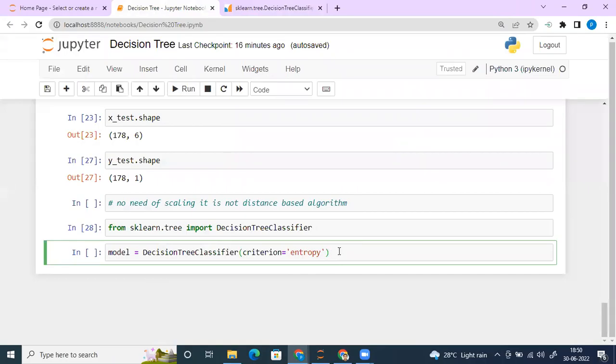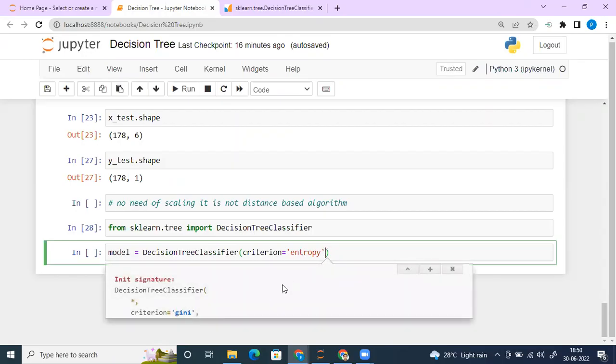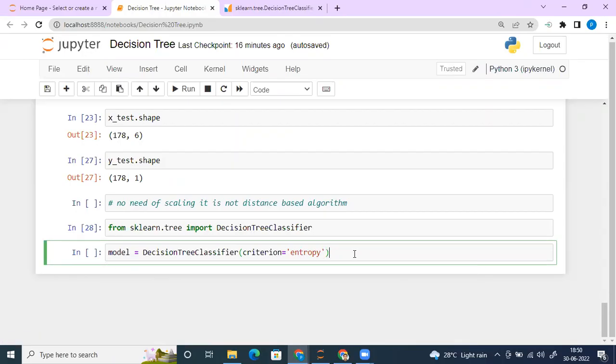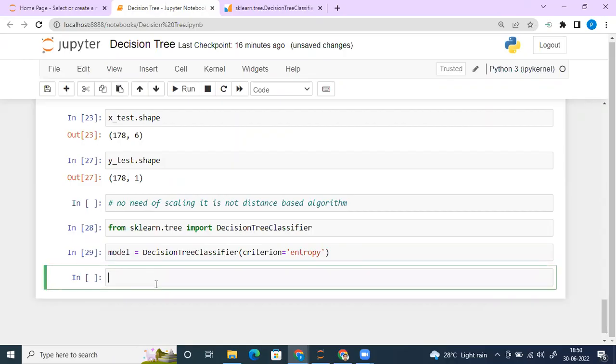For now, only one parameter I change and the rest are the default parameters. I'm not changing anything. Whatever they have decided earlier, the rest of the things are default. I'm not going to change them. Example, execute this. So my instance or object of the decision tree classifier has been created.